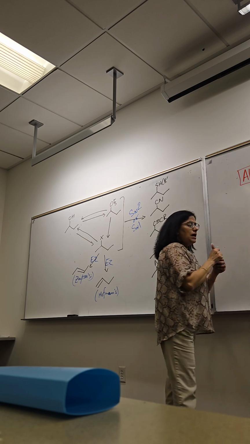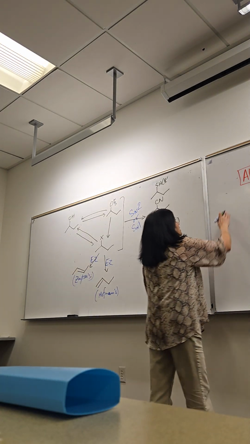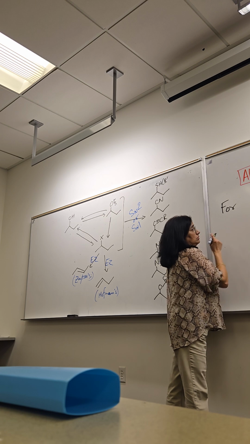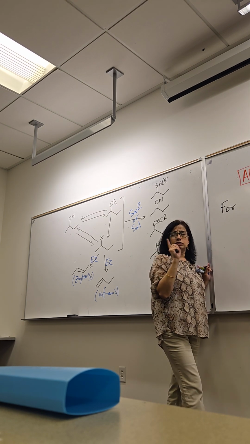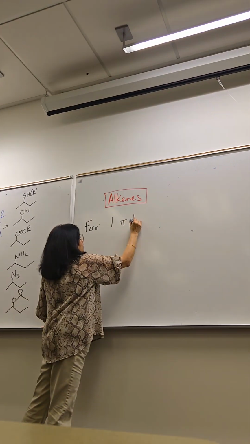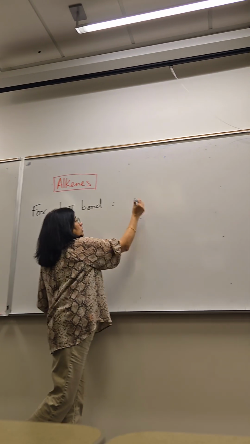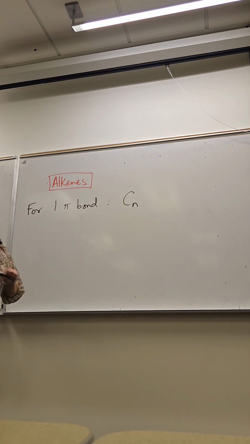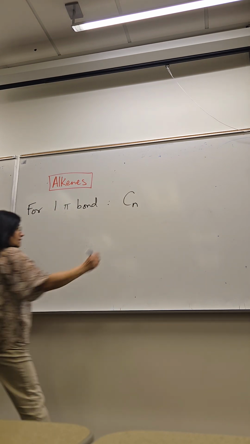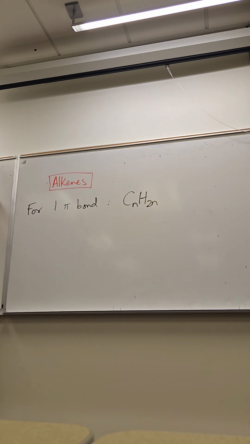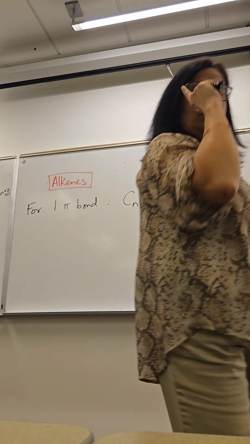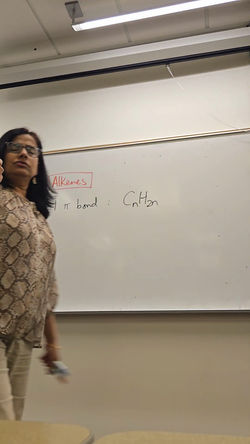If there is one pi bond, how many hydrogen atoms are lost, so to speak? How many hydrogen atoms does one pi bond cost? 2 hydrogens. So what will be the general chemical formula of an alkene if there are n carbons? CnH2n. Do you all agree? Because alkanes are CnH2n+2. Does that ring a bell? If every pi bond costs us 2 hydrogens, then an alkene with 1 pi bond should be CnH2n.